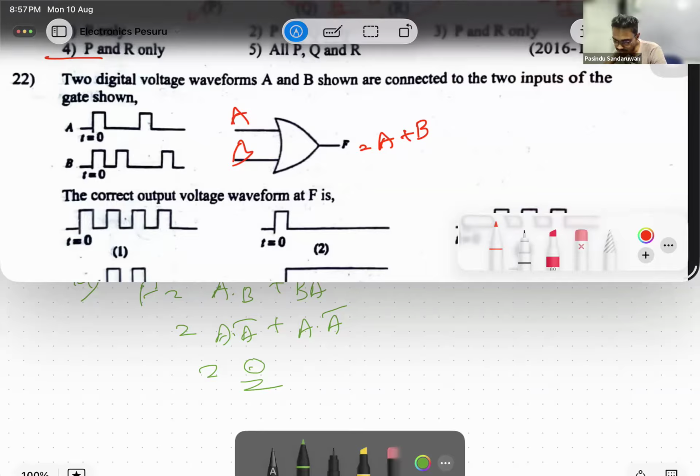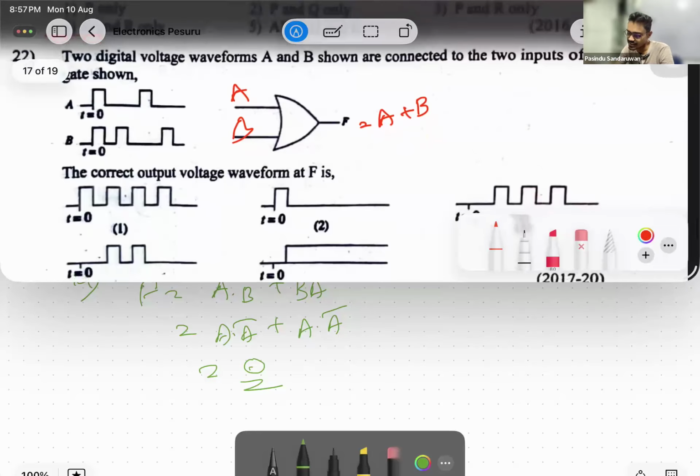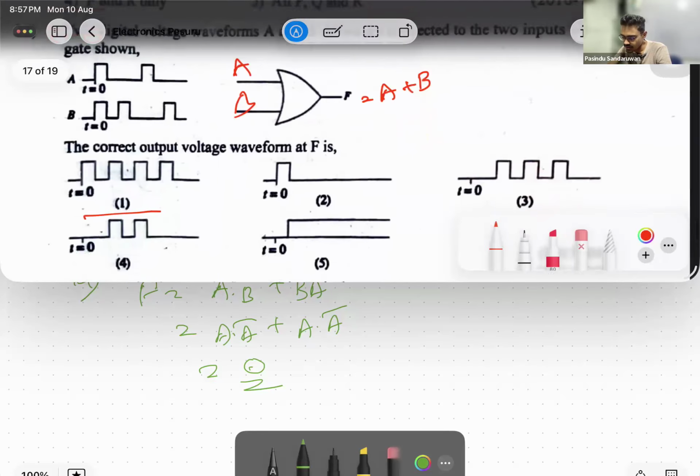0, 0 means A plus B becomes 0. 1, 1 means it is 1. Again 0, 0 means it is 0. Again 1, 1 means it is 1. 1, 0 is again 0. 1, 0, 1 plus 0 is again 1. Right? It's 1. When you check the first 3 or first 4 at most, you can finalize.